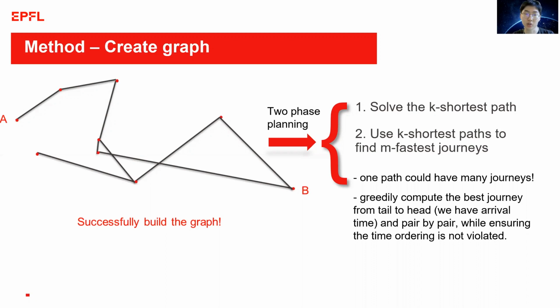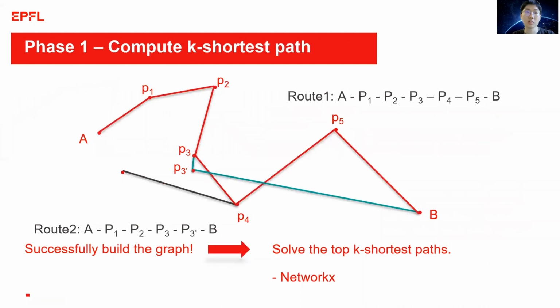Because there could be many journeys at different times on a single path, we greedily find the best journeys for each path from tail to head. Because we have the user-desired arrival time as the tail, and we compute pair by pair. To be more specific, we build a directed graph and find the key shortest paths by NetworkX.